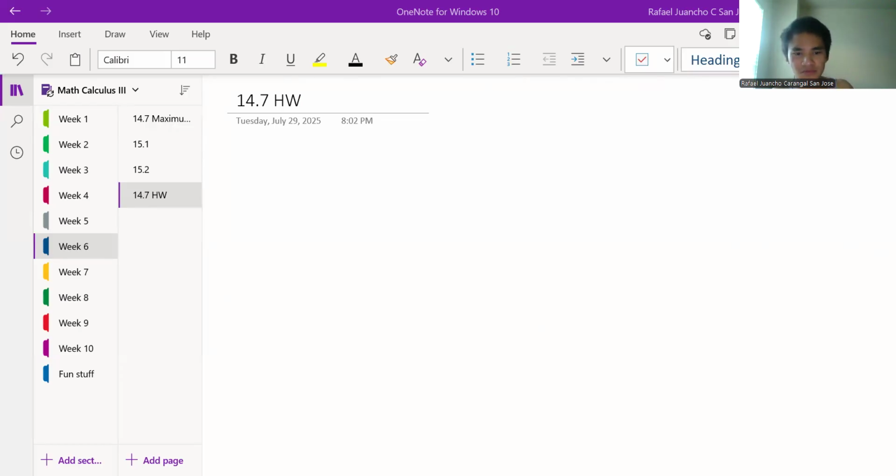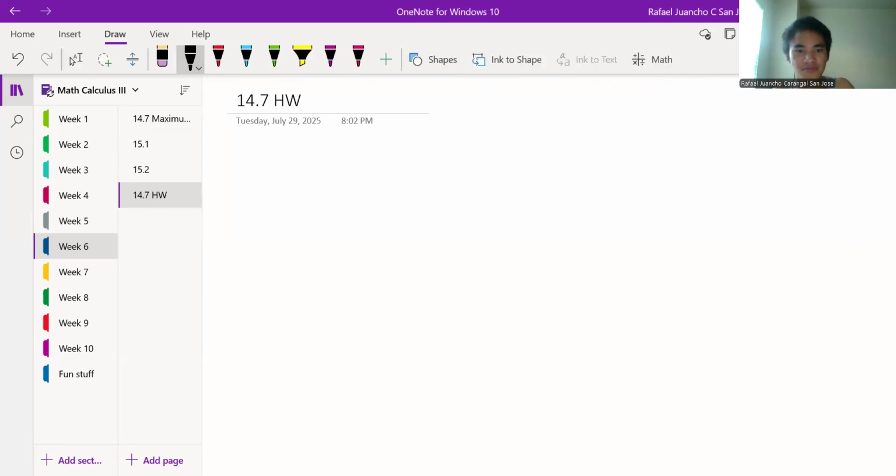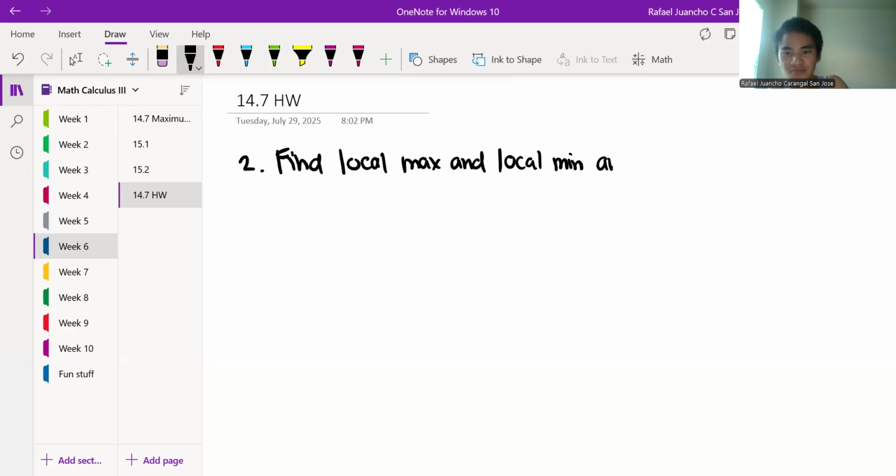For number 2, yeah, we're gonna start at number 2. Don't worry. We're being asked to find the local maximum as well as the local minimum, right, of our particular function, and saddle points, right?